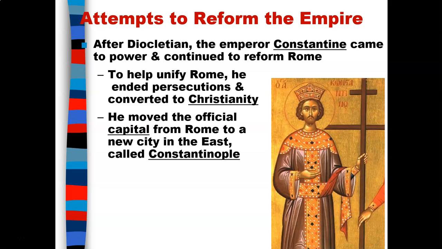Now, after Diocletian, the Emperor Constantine came to power and continued to reform Rome. To help unify Rome, he ended persecutions and converted to Christianity. He moved the official capital from Rome to a new city in the east called Constantinople. Very important event in world history.